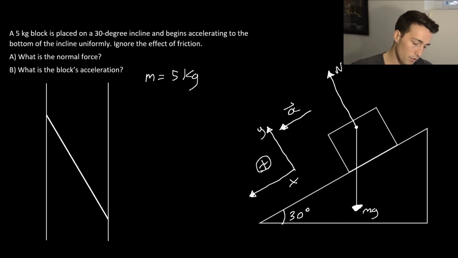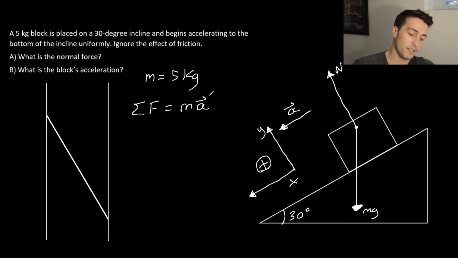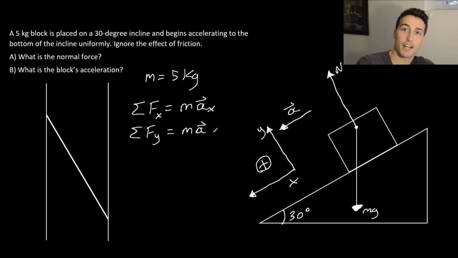So now that we have our coordinate axis, with Newton's second law, what we're trying to do is the sum of the forces. So I can write the sum of the forces is equal to mass times acceleration. But what we want to do is make our forces so that they're in line with our coordinate system. So we're going to have the sum of the forces in the x direction and the sum of the forces in the y direction, and that is both equal to mass times acceleration. This will be acceleration in the x direction, and this will be acceleration in the y direction.